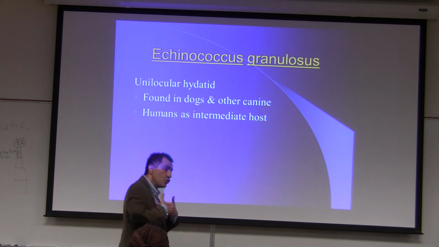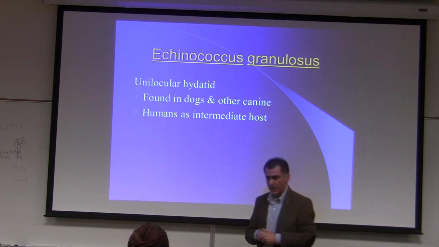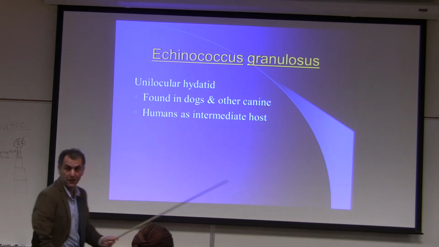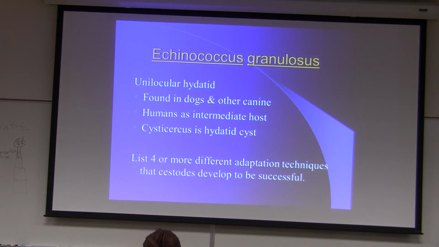But if we humans come across it, then, as I said, human, we got a problem. I mean, Houston, we got a problem. Okay, found in dogs and other canine, human is intermediate host. Cysticercus is called hydatid cyst. And list 4 differences. Yes, I would like you to come up.